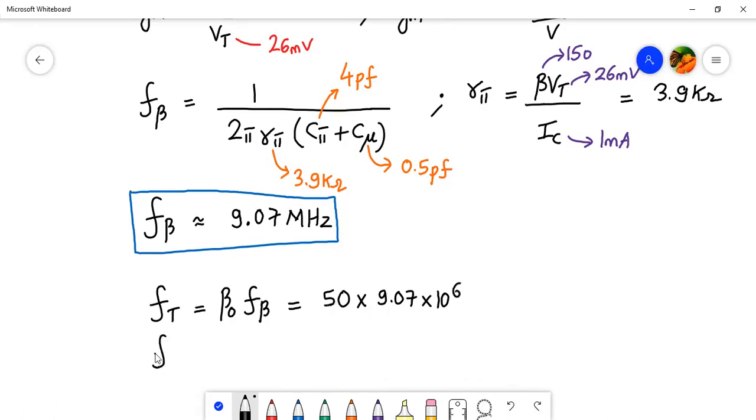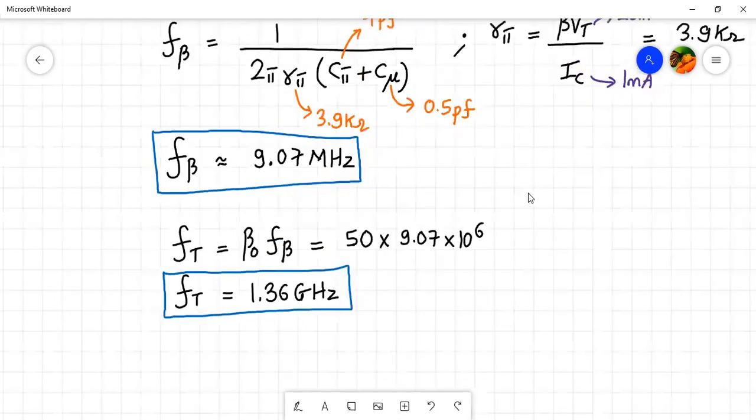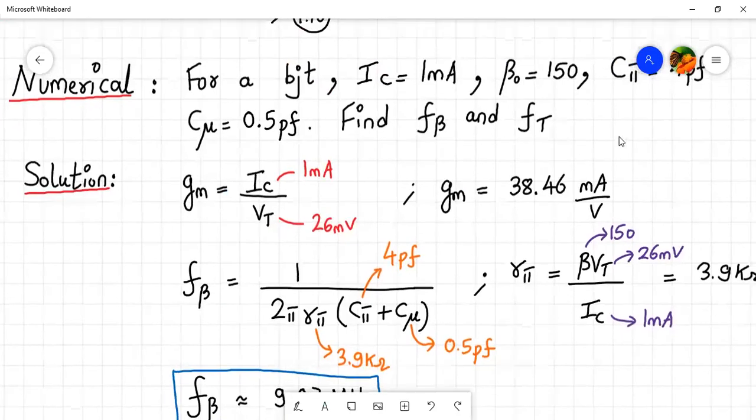Yeah. So FT, the unity gain frequency, will be 1.36 gigahertz. As you can see, it's a very high value. It's around 150 times more than the beta cutoff frequency. And I think that is what was asked in this numerical, right? Yes. So we have completed the numerical.